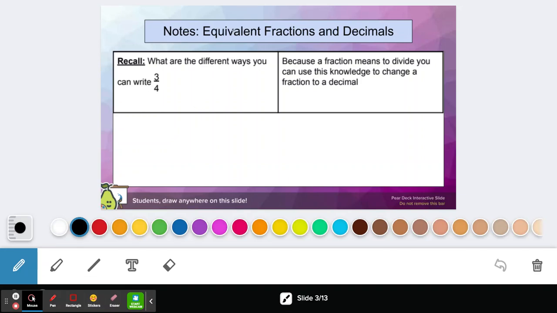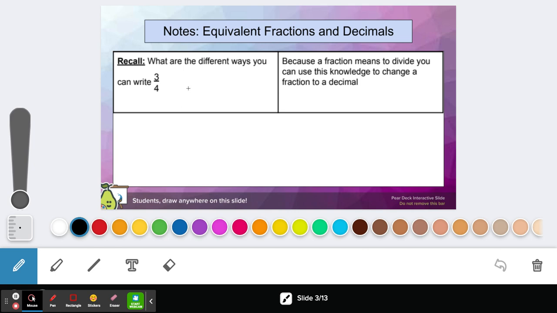Okay, so today we're going to talk about equivalent fractions and decimals. We're going to learn how to change our fractions into decimals. This is going to be a review because we've done this last week. It says, what are the different ways you can rewrite 3/4?